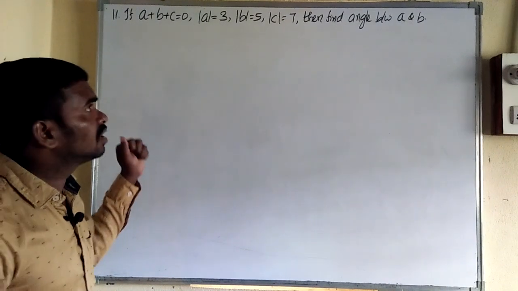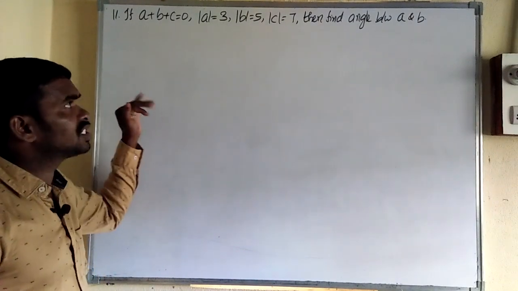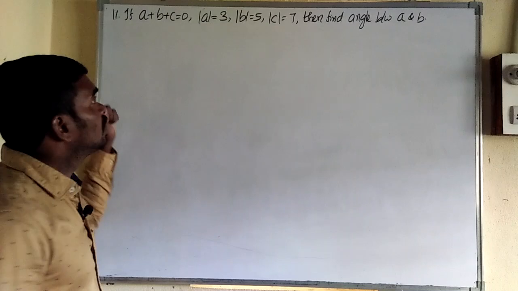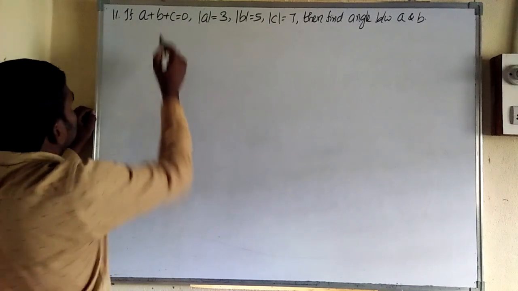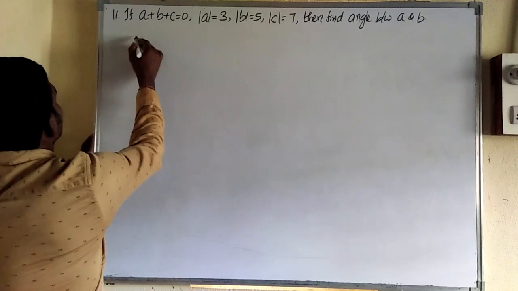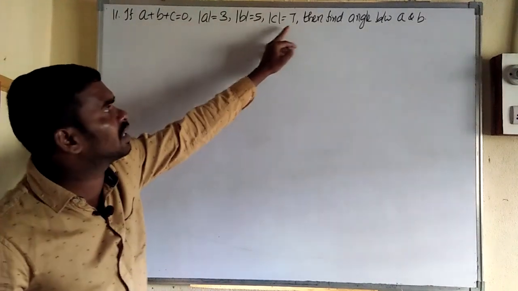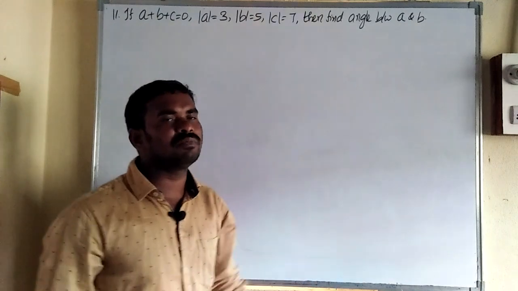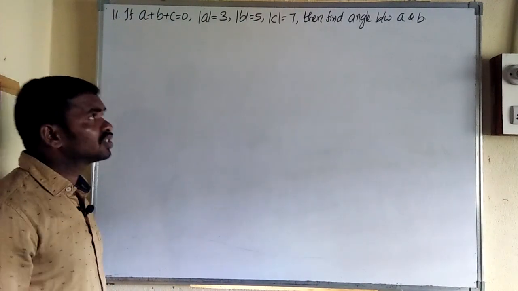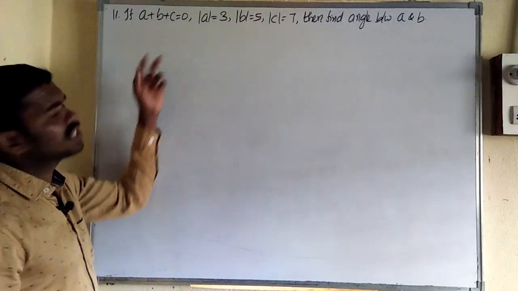Next, 11th question. Okay, now one more small question, but this is also important. What is given? A plus B plus C is equal to 0. Also mod A equal to 3, mod B equal to 5, mod C is equal to 7. Then find the angle between A and B. So we should find the angle using the given information.